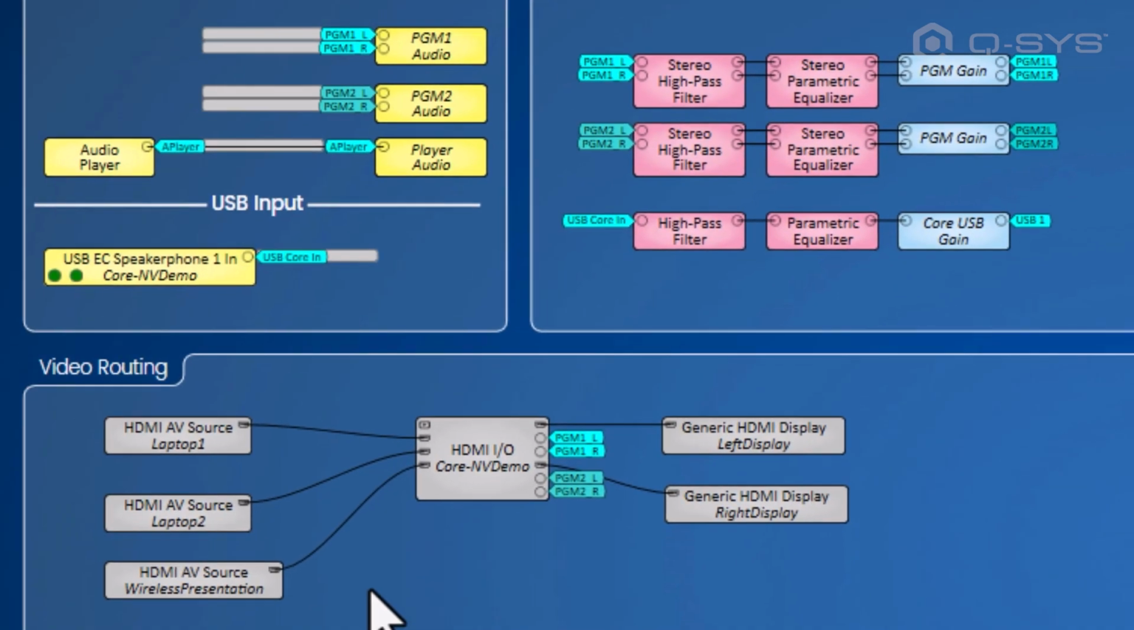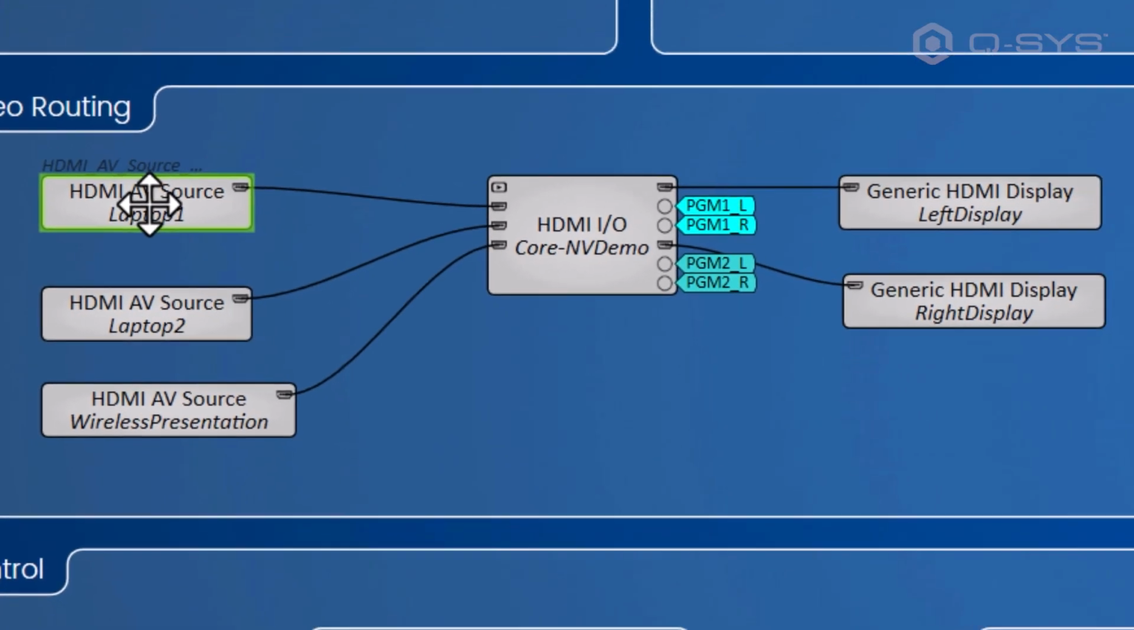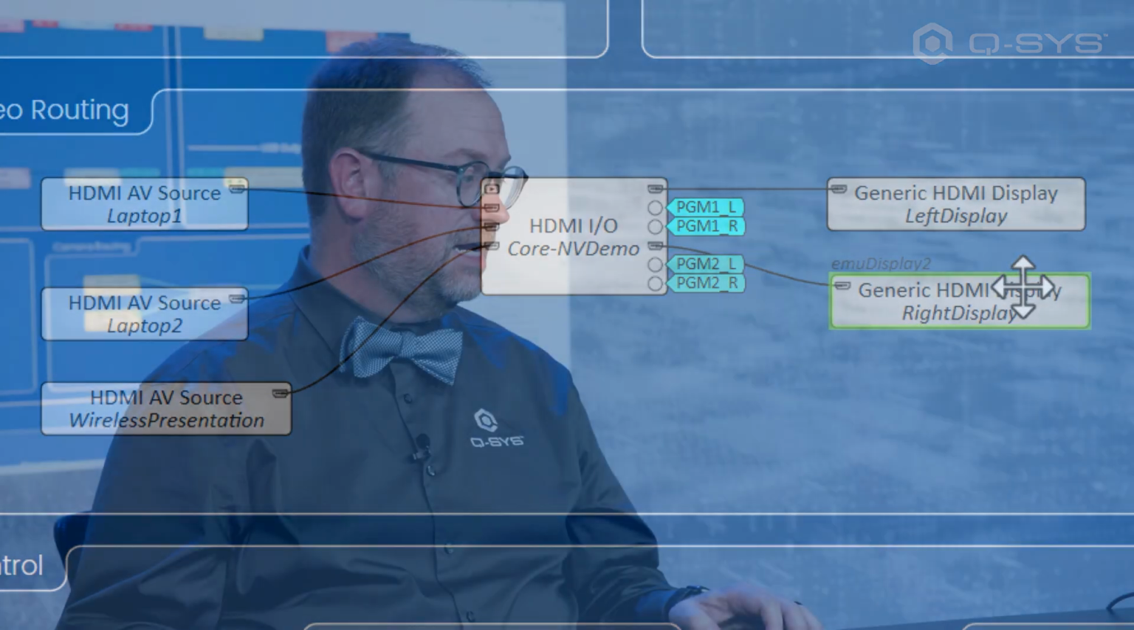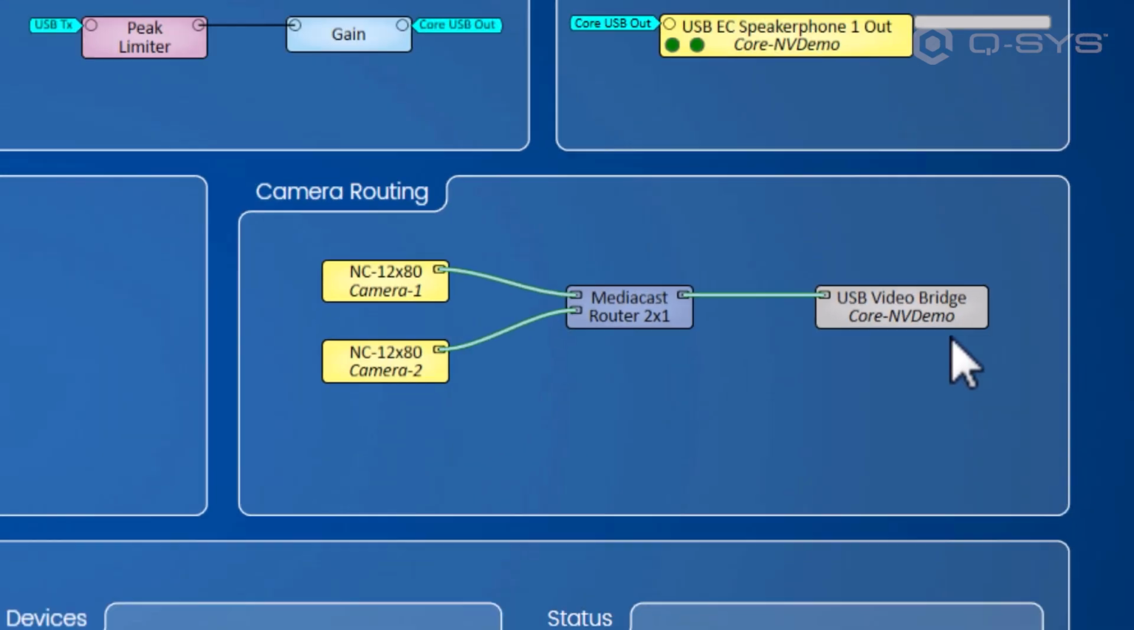We also have a working video system. Here are the 3 HDMI inputs that we were talking about coming into the NV32 and coming out to our two displays. Additionally, we've got our 2 cameras coming into a MediaCast router going to our video bridge. We're going to spend a lot more time looking at all of this in due course.